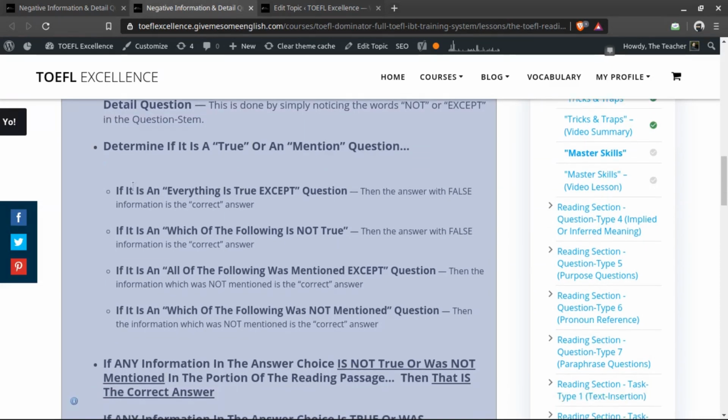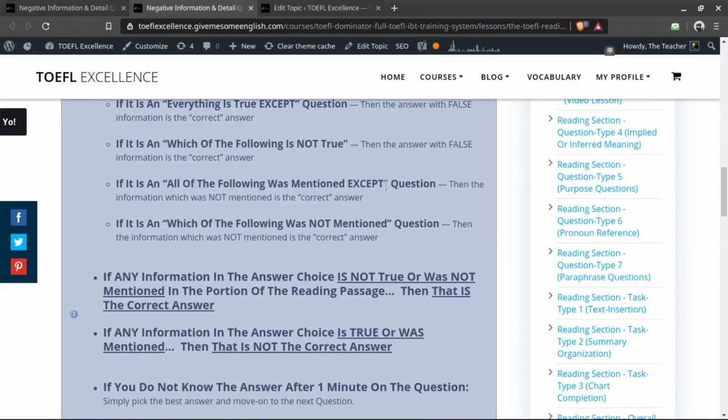So if it's an everything which is true except question, the answer is the one with the false information. Which of the following is not true? These two questions are exactly the same in meaning. Everything is true except, or which of the following is not true. In each case, you're looking for the information which is false. In the other type of question, you have all of the following was mentioned except, or which of the following was not mentioned. The meaning of those two questions is exactly the same. You find the information which was not mentioned.